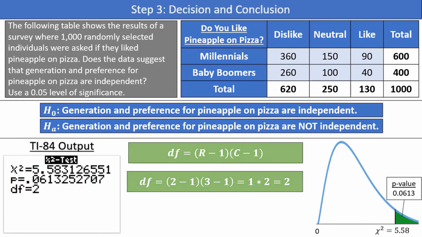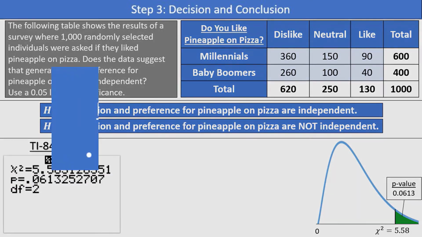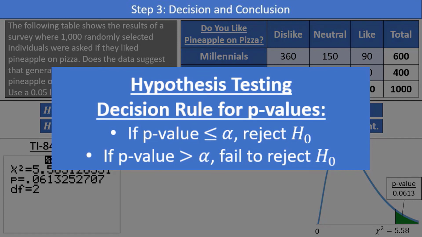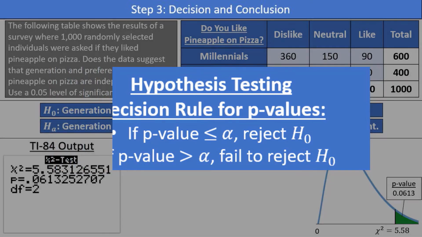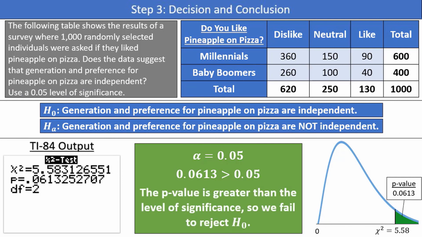Step 3. Decision and conclusion. We use the same decision rule that we have for all hypothesis tests. If the p-value is less than or equal to the level of significance alpha, then we reject the null hypothesis. And if the p-value is greater than the level of significance, we fail to reject the null hypothesis. Like I always say, if the p-value is low, the null has to go, and if the p-value is high, the null will fly. In our case, the level of significance is 0.05, and the 0.0613 p-value is greater than the 0.05 level of significance. The p-value is greater than the level of significance, so we fail to reject the null hypothesis. The p-value is high, so the null will fly.